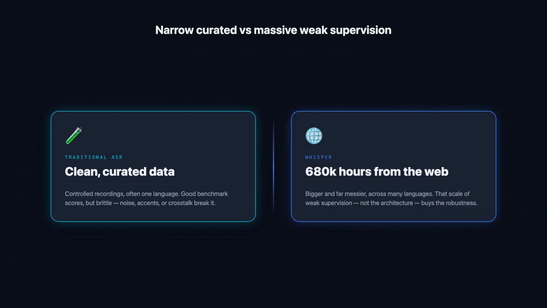Whisper took the opposite bet. It trained on about 680,000 hours of audio and transcripts scraped from the open web across many languages, far bigger and far messier than any curated set. That scale of weak supervision, rather than any fancy architecture, is exactly what buys the robustness in the wild, because the model has already heard so many of the awkward conditions it will later face.